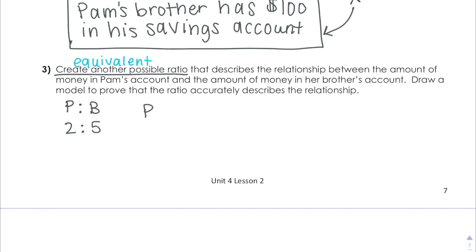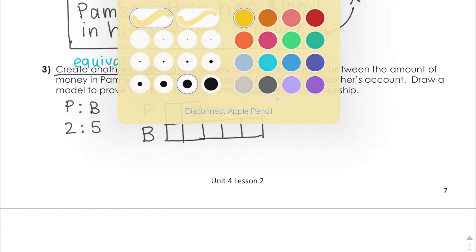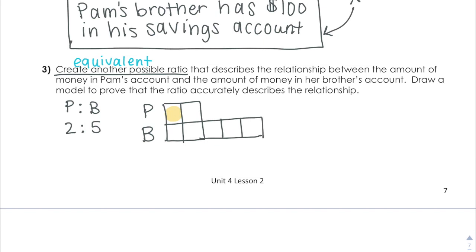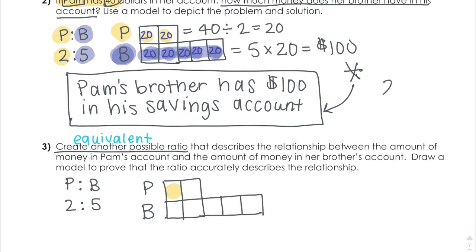And I'm going to draw the same exact tape diagrams that I drew. Since the relationship is going to remain the same between the numbers, that's why I keep the number of boxes the same. That helps me keep the relationship the same. The only thing that's going to change is the number that goes inside the box. Okay? So for the last ratio, we had $20. Oops, I'm sorry. Nope, not 20. For Pam to her brother, the ratio we had was 40 to 100.